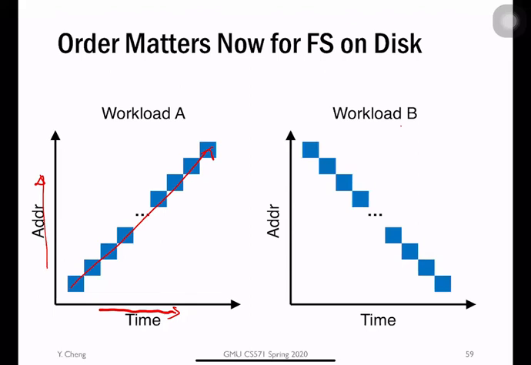In contrast, workload B goes in the opposite, reverse direction. So the next disk access is following a decreased address. The next disk access is targeting its previous, its left address. Okay, starting from the highest address, it goes monotonically decreasing. So which workload is good for a file system and which workload is bad? Obviously, workload A performs significantly faster compared to workload B.